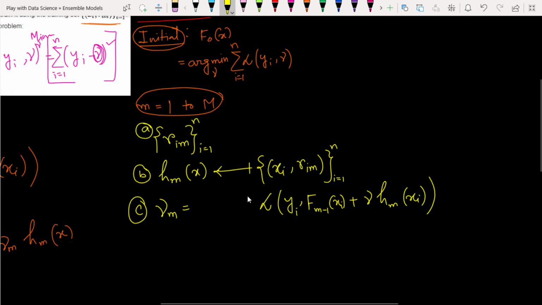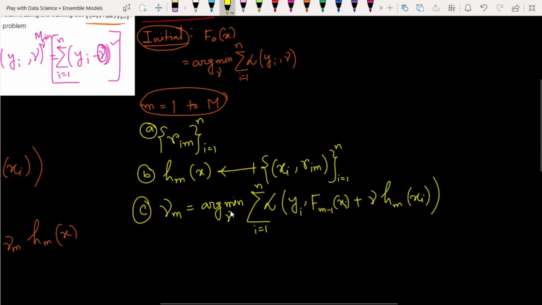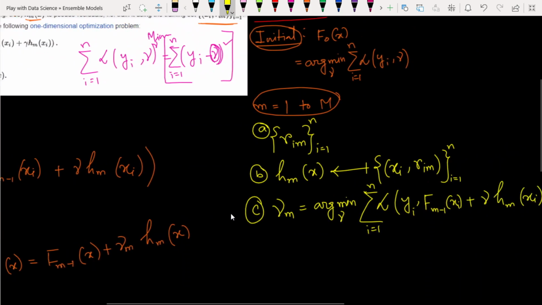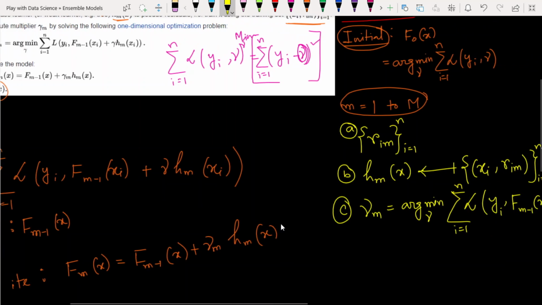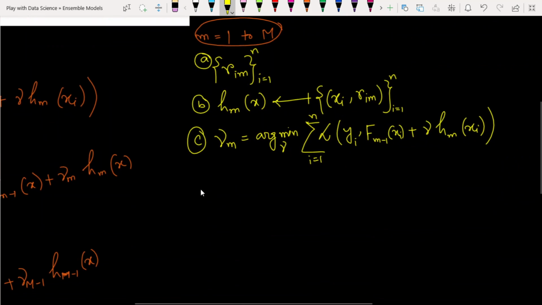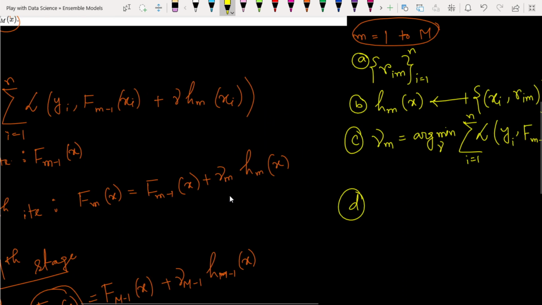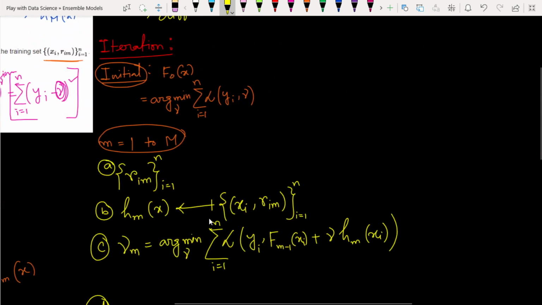Now we have to use the summation over i equals 1 to n, and we have to find its arg min, where the minimum is taken over gamma. This is the simple job we have to do in the iterations. After finding this gamma value, in the fourth substage of these iterations, we have to calculate the f_m value.